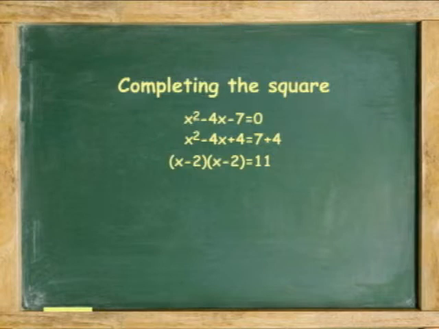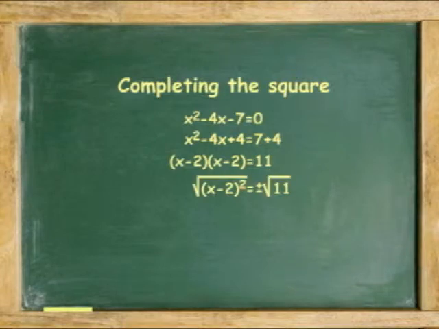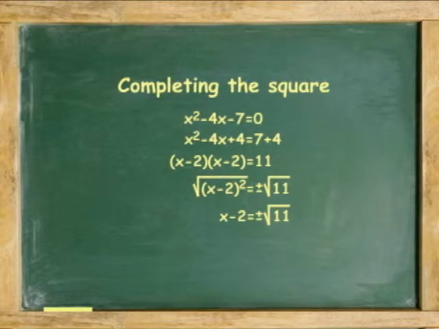X minus 2 times x minus 2 equals 11. Two of the same, we square them. X minus 2 squared equals 11. Step 4. Find the square root of both sides. X minus 2 is equal to plus or minus the square root of 11, which is 3.317.